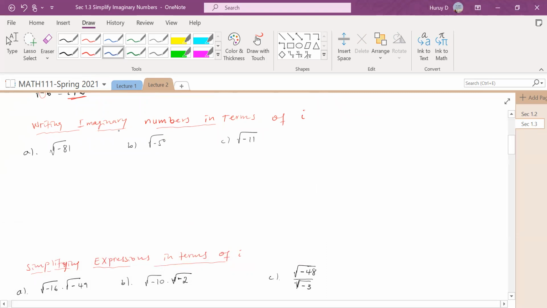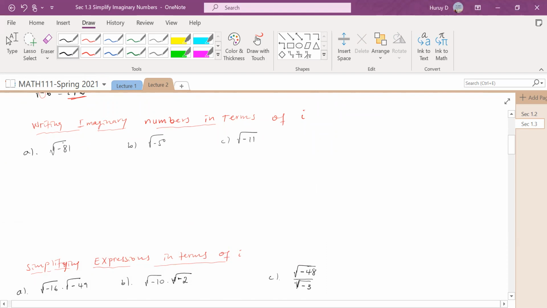So, writing imaginary numbers in terms of i. As you can see, these numbers have a negative inside the square root. And if we have a negative inside the square root, as I mentioned earlier, these kinds of numbers are not real numbers. If we were dealing with real numbers only, then we would have ignored this. But now we are introducing a new group of numbers, which are called the imaginary numbers, and combined with the real numbers, they make up the complex numbers.